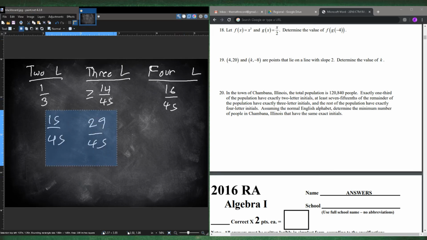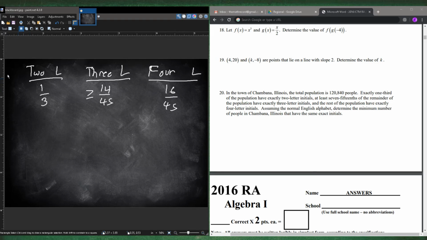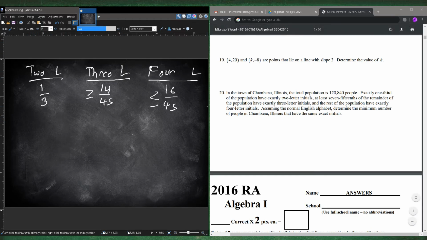Okay, so since this is at least, that means the other one's at most, right? Because if this is increasing, then this is decreasing. So determine the maximum number of people in Illinois that have the same initials. Okay, so there's 26 letters in the alphabet. Let's actually find out what the total amount is.